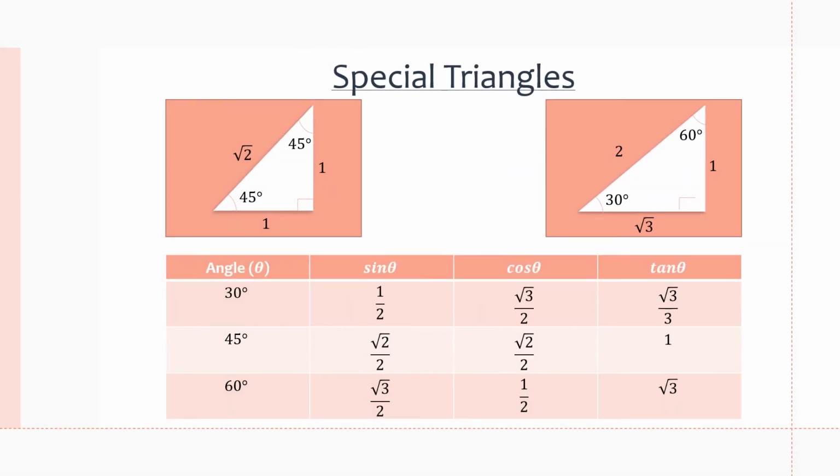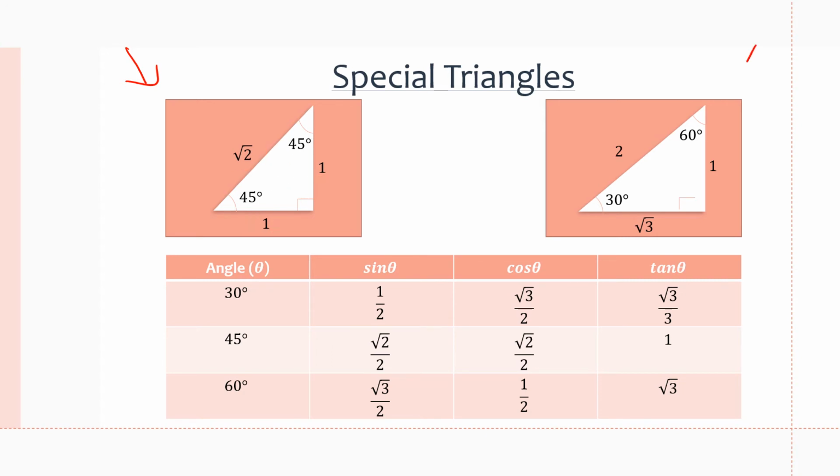Now let's move on to special triangles. There are 2 special triangles that we want to learn and memorize if possible, because they will help us tremendously while solving problems. The first right triangle has, of course, a 90-degree angle, and it has 2 45-degree angles at the other 2 vertices, right? Opposite to these 45-degree angles, the side lengths are going to be 1 for the special triangle, and our hypotenuse is going to be square root 2, opposite to the 90-degree angle. Okay, that's our first special triangle.